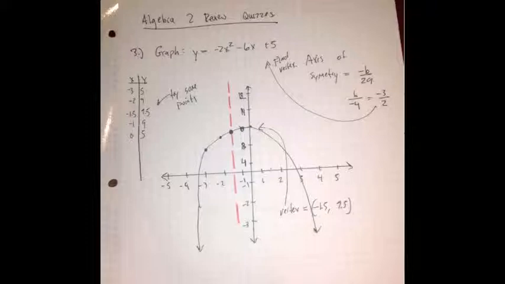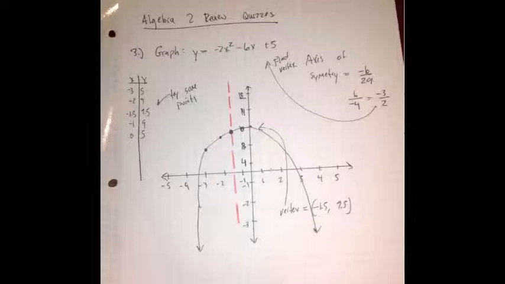Algebra 2 review quizzes. Question number 3. We want to graph y equals negative 2x squared minus 6x plus 5. So first we want to find the axis of symmetry, which is negative b over 2a, which in this case is 6 divided by negative 4, which equals negative 3 halves. So the axis of symmetry is the line through the center of the parabola, the top point of the parabola, where you draw a line straight through it. And you can see I drew a red dotted line straight through it.